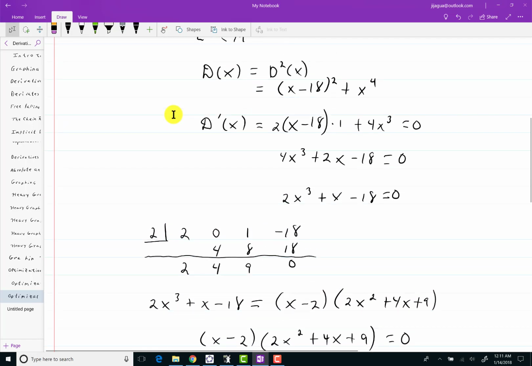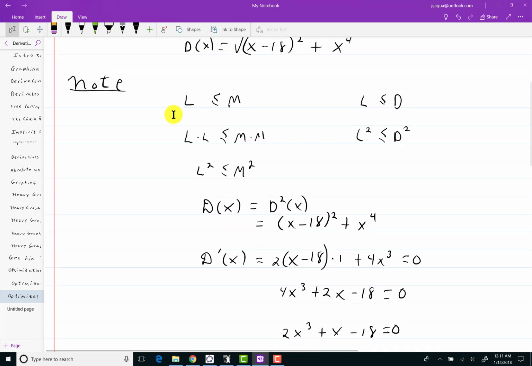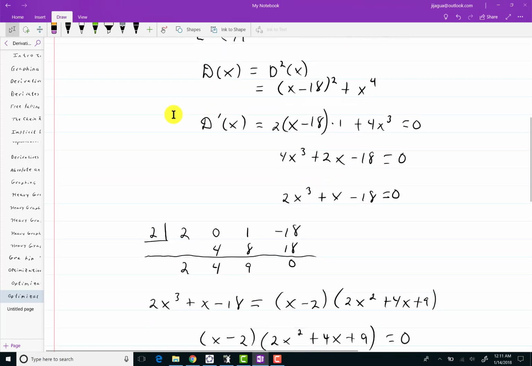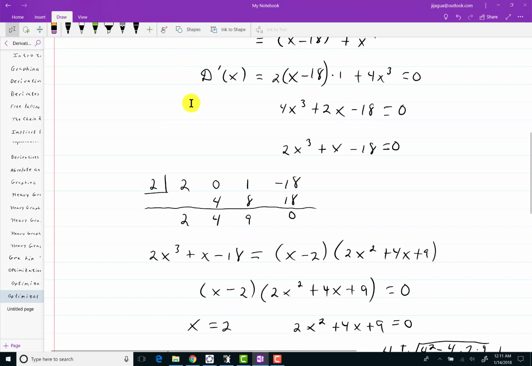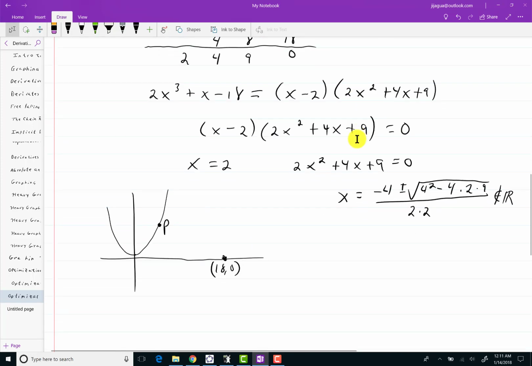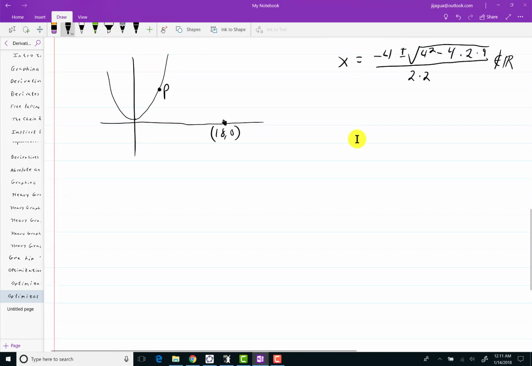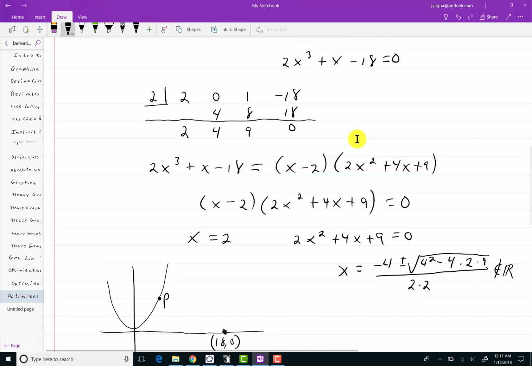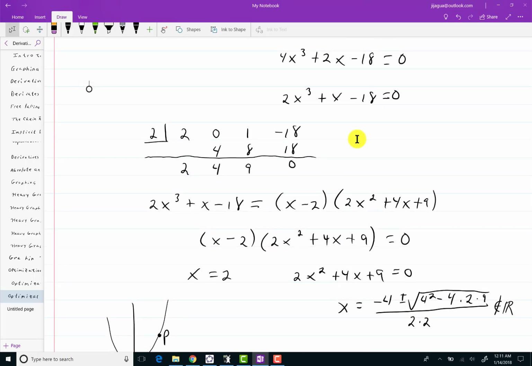Let me go back to my script d prime. There it was 4x cubed plus 2x minus 18. So my script d prime, that was 4x cubed plus 2x minus 18.